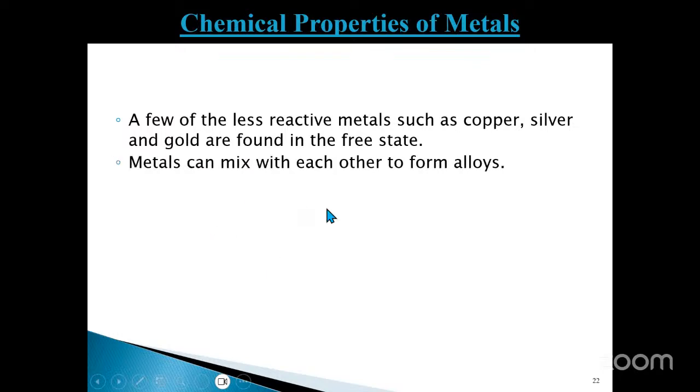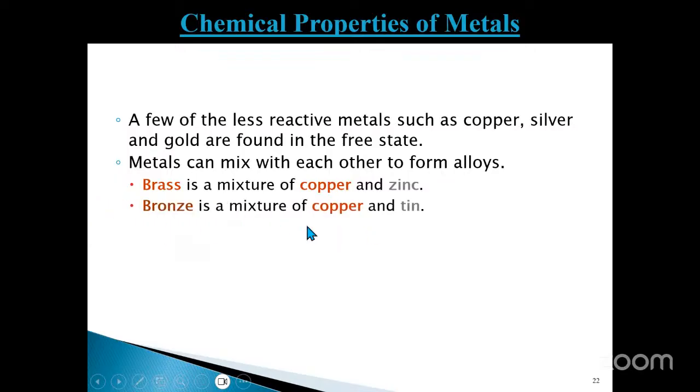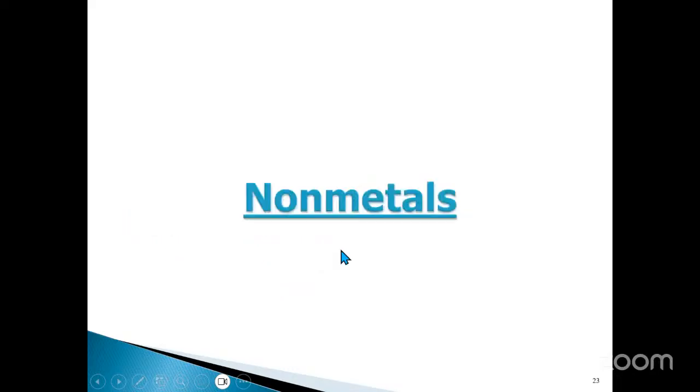Metals can mix with each other to form alloys. We discussed that earlier. So for example, brass is a mixture of copper and zinc, and bronze is a mixture of copper and tin. Now, this, as I said before, would not be considered to be an alloy because carbon is not a metal. But steel is a mixture of carbon and tin. Okay, so that's as far as metals are concerned.